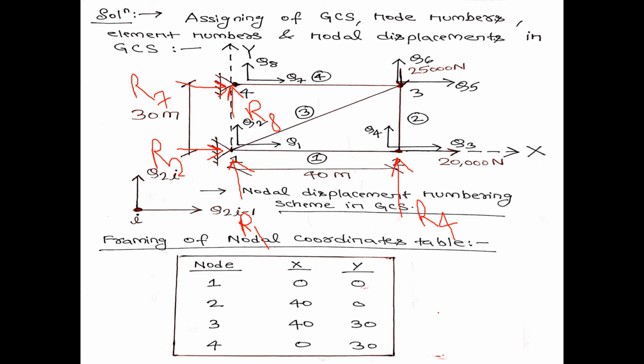Fine. The remaining reaction in the remaining nodes, that means there will be no R3, there will be no R5, there will be no R6. Yes or no? Yes, sir. So if those reaction values are not present, I have to eliminate that particular row from my original stiffness matrix equation. Then only I can use the elimination approach.